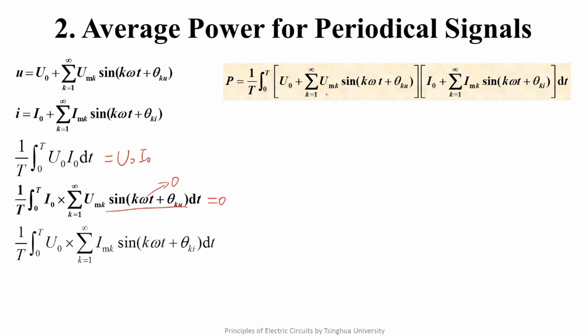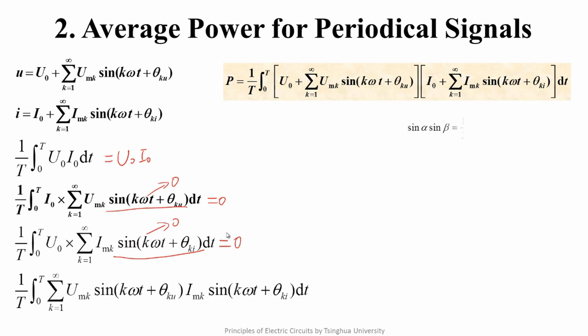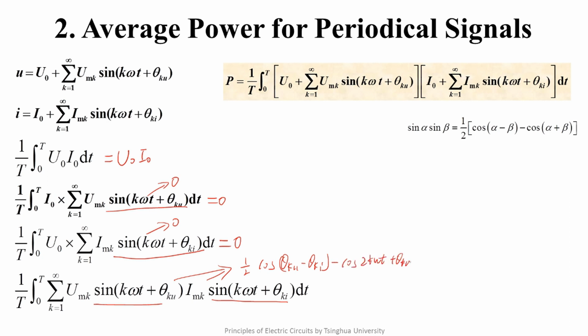The third is the integral of the product of DC voltage and every harmonic current. Similarly, the integral of these components are all 0, so it equals 0. The fourth is the product of the current and the voltage of one harmonic. By applying trigonometric transformation, we know this part equals this. Similarly, the integral of this part is 0, so the integral part is a constant.